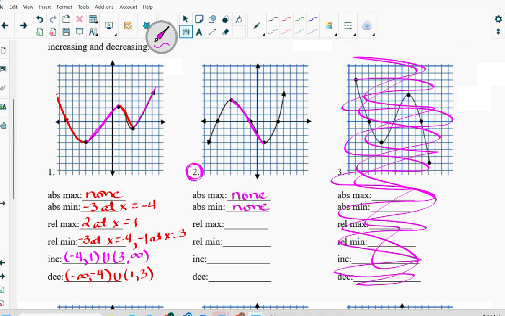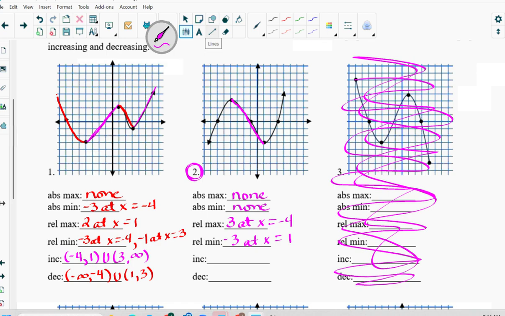All right, guys, what'd you get for your relative max? Good. 3 at x equals -4. All right, relative min. I think it's 1. For real, the counting is the hardest part.